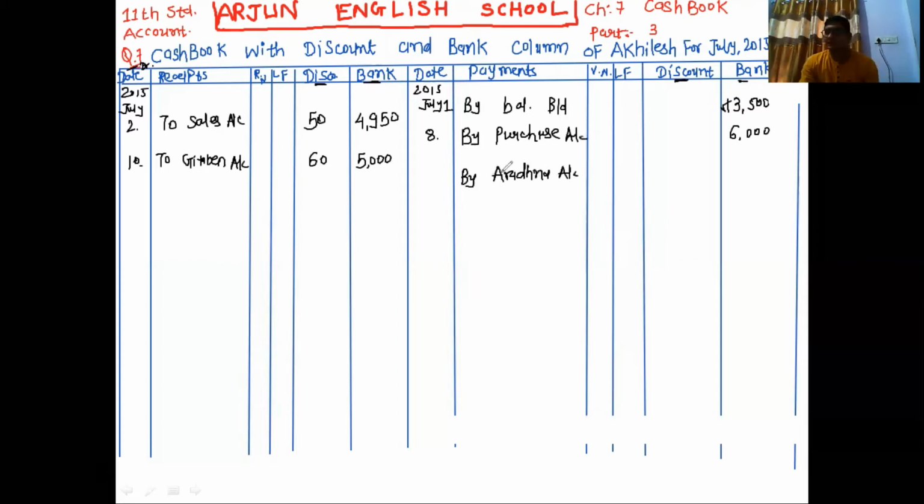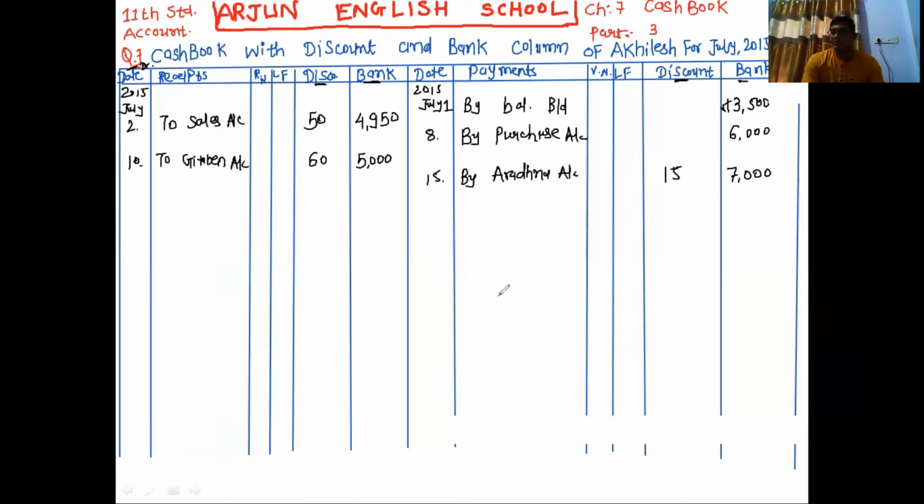By Aradhana account, date 15th, check issued for rupees 7,000. So in the amount column, in the bank column, we have to write 7,000, and the debit is 7,015, means against 7,015 we paid a 7,000 check, means we paid 15 rupees less, so it is a discount.